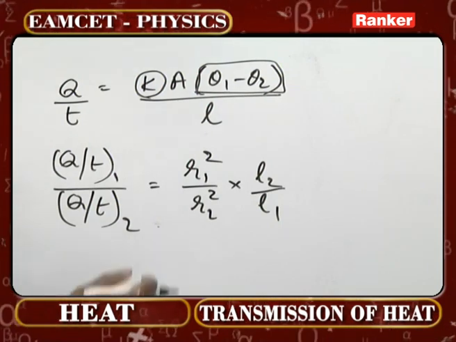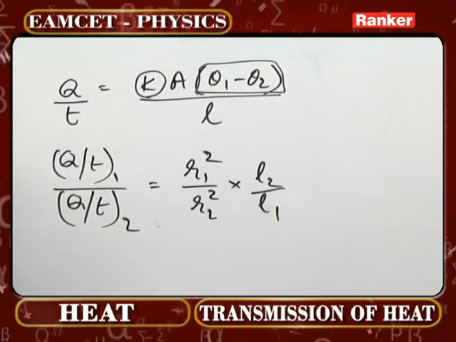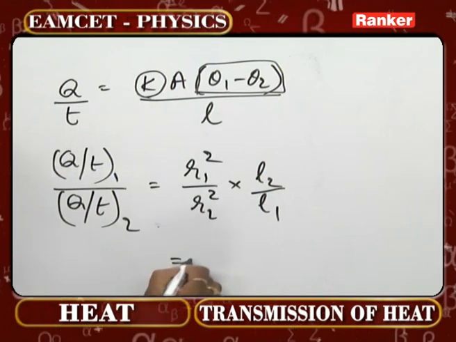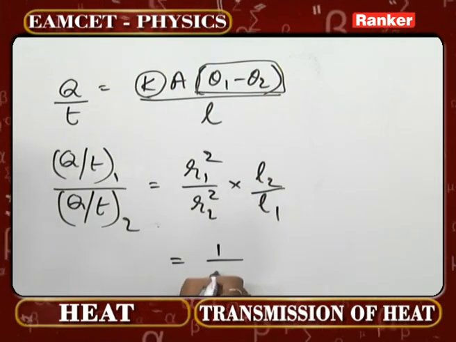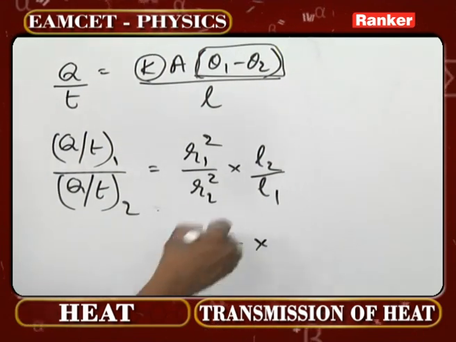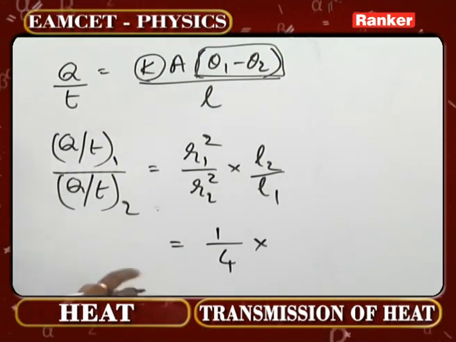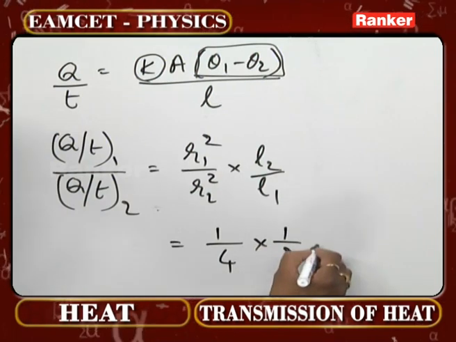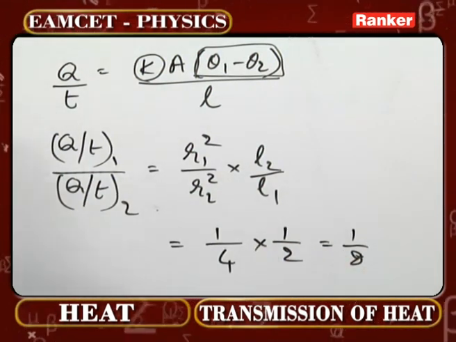What is the ratio of diameters he has given? You see 1:2. Same will be the ratio of their radii also. So 1:2 whole square, 1:4. That is 1 by 4. Into lengths are in the ratio 2:1. That means now 1:2 I should write. It is 1 by 8 we are getting.